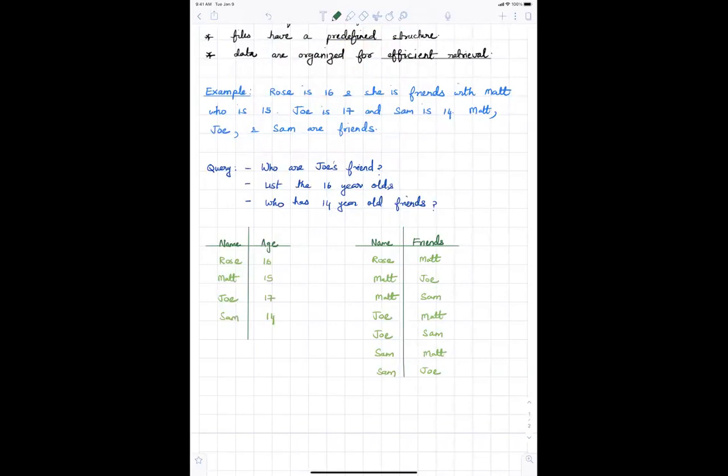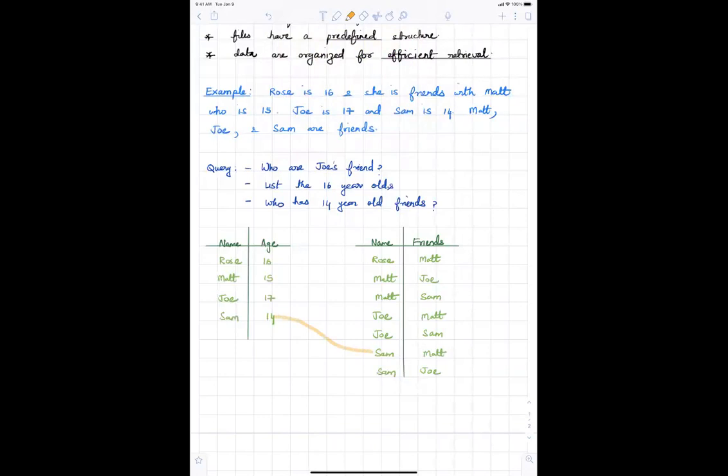Now with this information, it's very easy to answer. So who are Joe's friends? You can look at it and say, okay, Joe has Matt and Sam as friends. Now when we look at the question, who has 14-year-old friends, then you have to join. You'll have to bring age into it somehow. And that's the only way you can answer this question. So you have to join two tables.